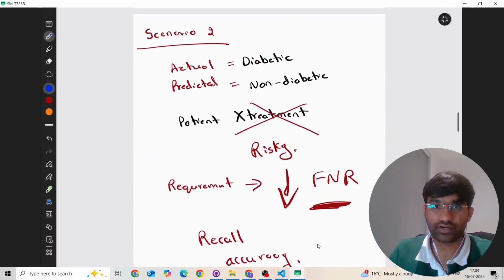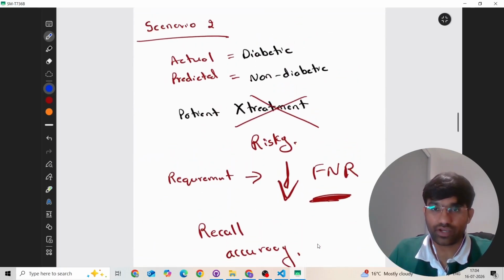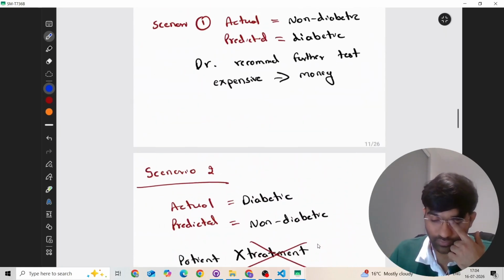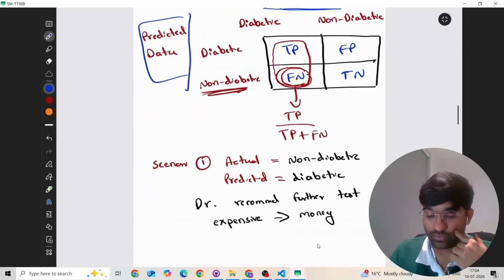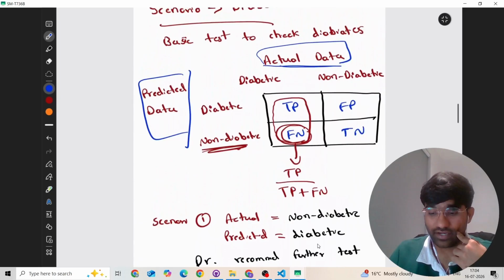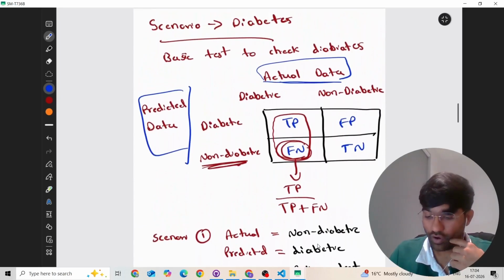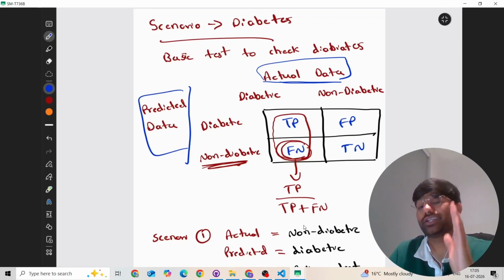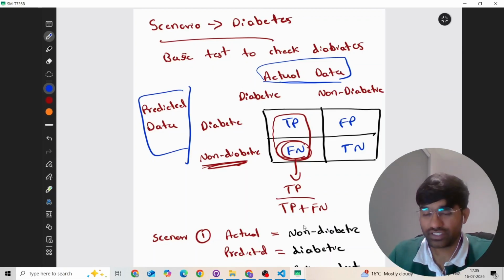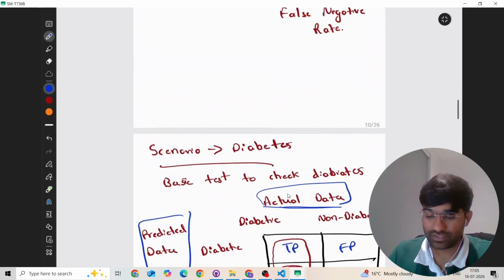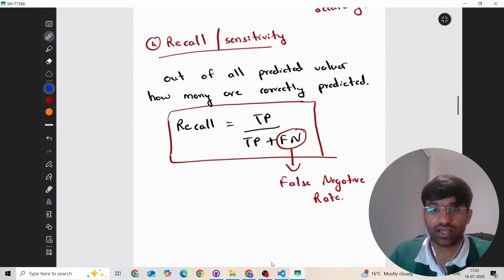Recall data scenario I have explained here. We have to focus on false negative. We have to go for the diabetic kind of data set. For a health data set, we should always focus on decreasing the false negative rate, because we don't want to identify a patient who is diabetic as non-diabetic and put him at risk. So our goal is to reduce the false negative rate and increase the recall accuracy.